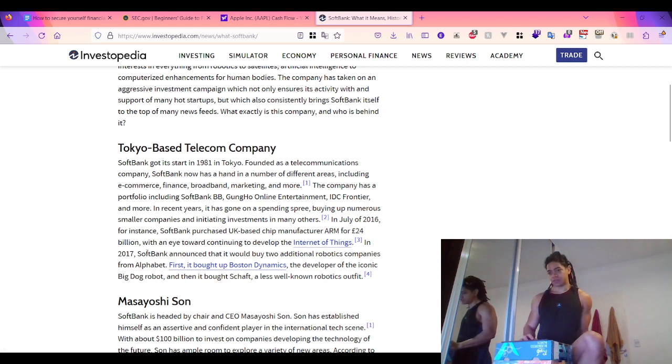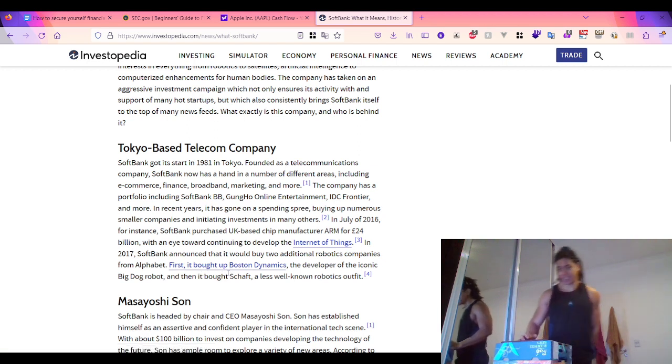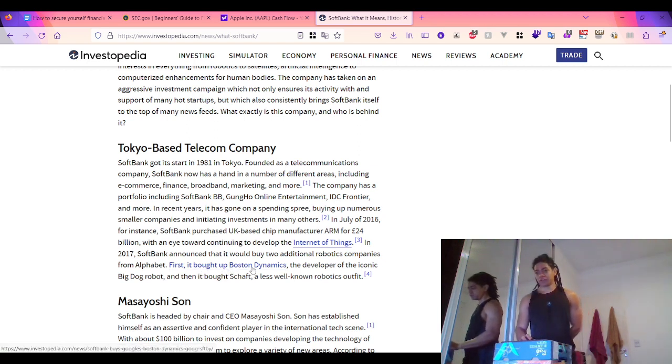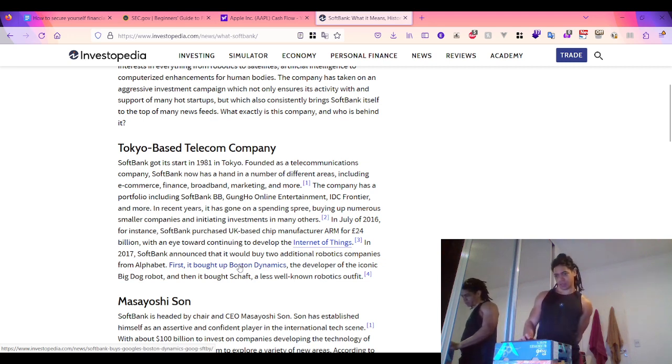With an eye toward continuing to develop the Internet of Things, in 2017 SoftBank announced that it would buy two additional robotics companies from Alphabet. First, it bought up Boston Dynamics, the developer of the iconic Big Dog robot, and then it bought Schaft, a less well-known robot outfit.